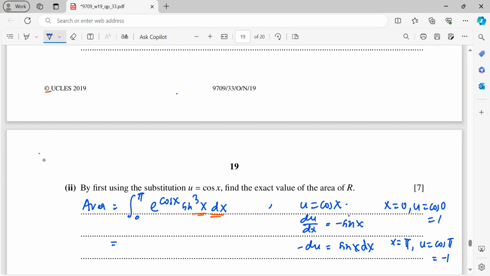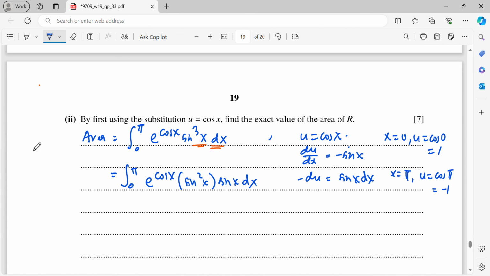Which means now here I will change 0 to pi first. I rewrite first, e^(cos x). Then the sin cubed x changes to sin squared x, sin x dx. Then the sin squared x I will change using the identity: sin squared x plus cos squared x equals 1, which means my sin squared x is 1 minus cos squared x. Therefore, I will be getting the integral from 0 to pi of e^(cos x) times (1 minus cos squared x) sin x dx.